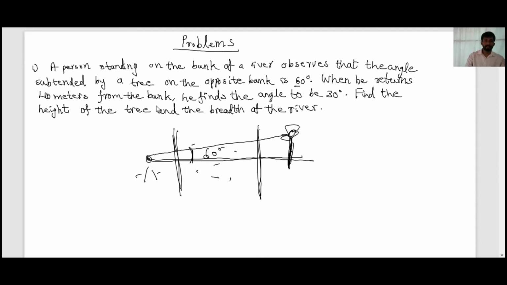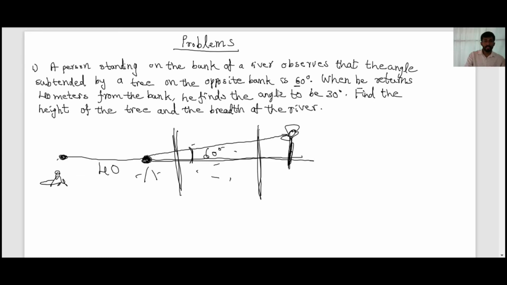When he returns 40 meters from the bank, here actually the person is there. Then see, again he returns from the bank. That means he is not moving forward. He is coming backward, right? Return means, so suppose the person comes here. Now the position of the person is here. Then see, from here he returns 40 meters. That means the distance from this point to this point is equal to 40 meters.